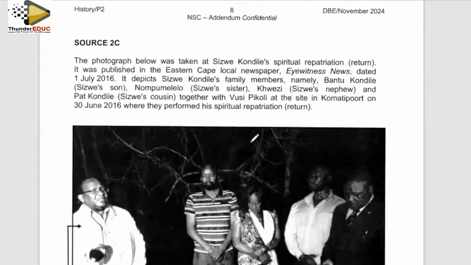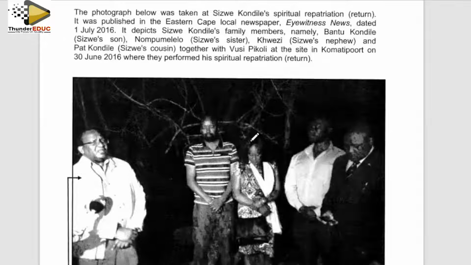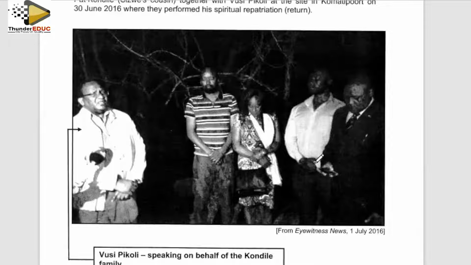The photograph below was taken at Sizwe Kondile Spiritual Repatriation or Return. It was published in the Eastern Cape local newspaper, Eyewitness News, dated 1 July 2016. It depicts Sizwe Kondile's family members, namely Bantu Kondile, who was Sizwe's son, Nompumelelo, Sizwe's sister, Kwezi, Sizwe's nephew, and Pati Kondile, Sizwe's cousin, together with the Fusipi Koli at the site at Komatput on 30 June 2016, where they performed his spiritual repatriation or his return. That one is Fusipi Koli speaking on behalf of the Kondile family.